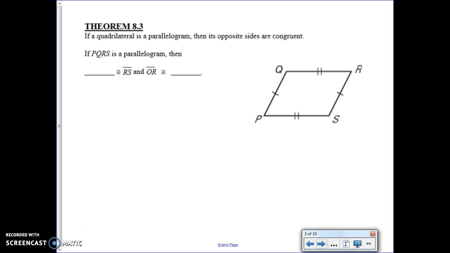So we're going to know some things about the quadrilateral if we know that both pairs of opposite sides are parallel. We also know that both pairs of opposite sides are congruent. So if we have a parallelogram here, PQRS, then we know that PQ is going to be congruent to RS, and that QR is going to be congruent to SP.